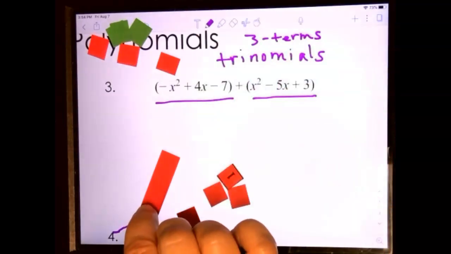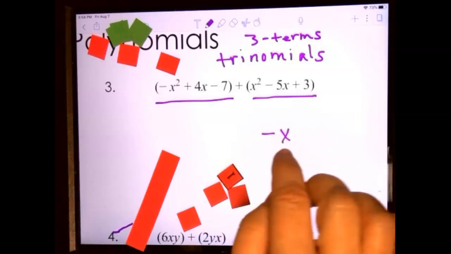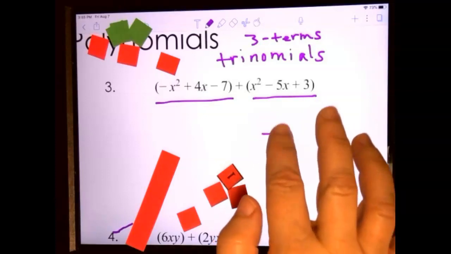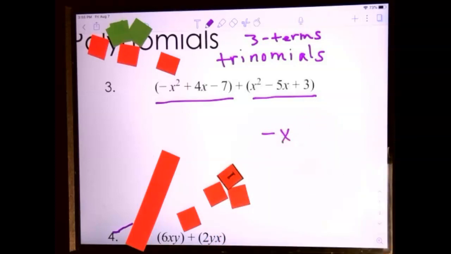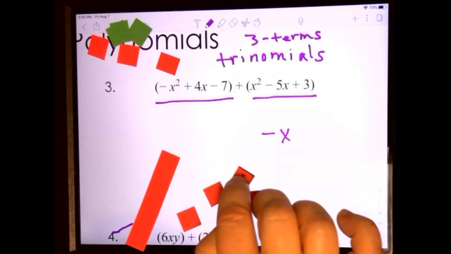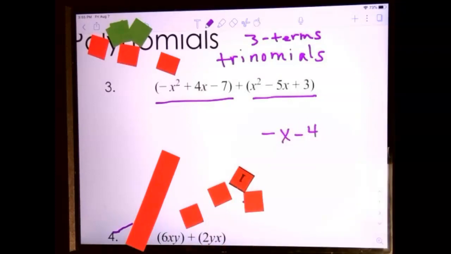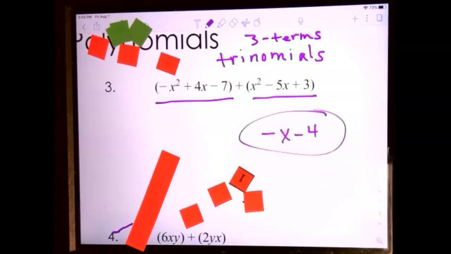We have 1 negative x. So negative x. And the coefficient of 1, we don't write that down. We know that if nothing else is there, it means that it's 1. And this is negative 1, 2, 3, 4. Minus x minus 4. And that's our answer for this problem.